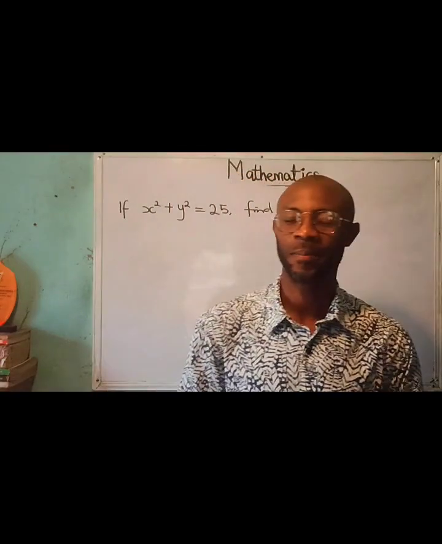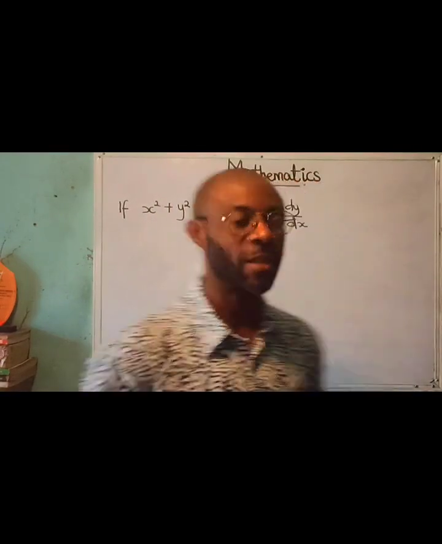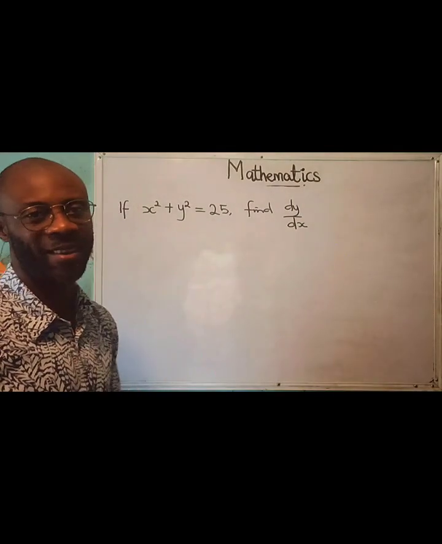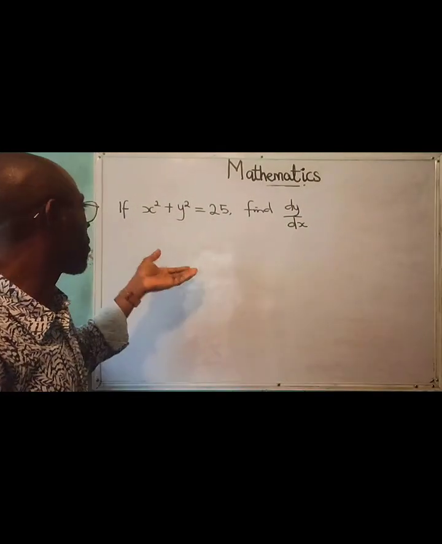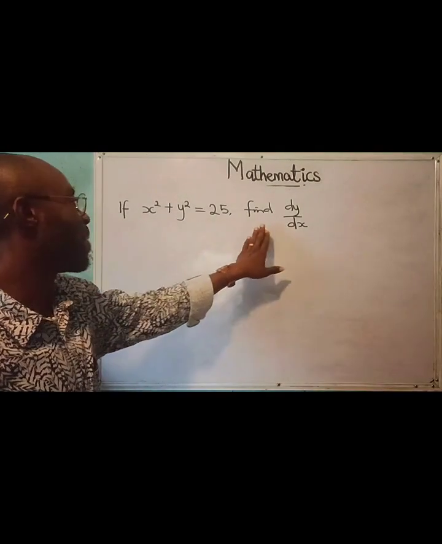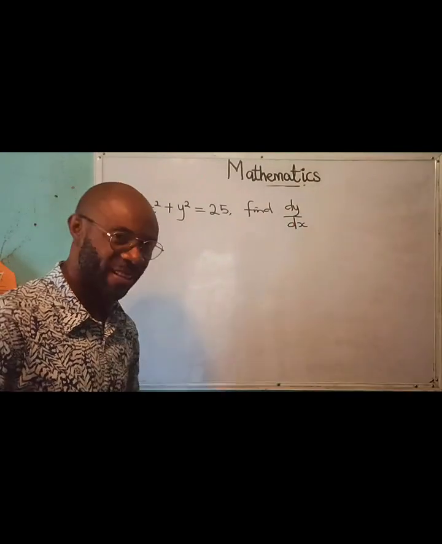Hello. We have a question on the board, and this question happens to be implicit function. If you look at the question, it says x squared plus y squared equals 25. Find dy dx.